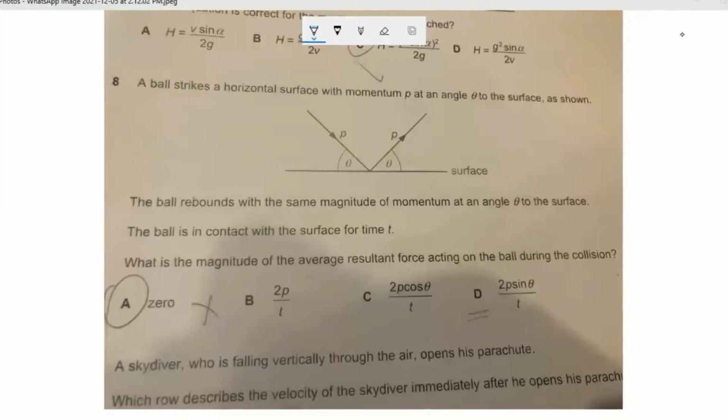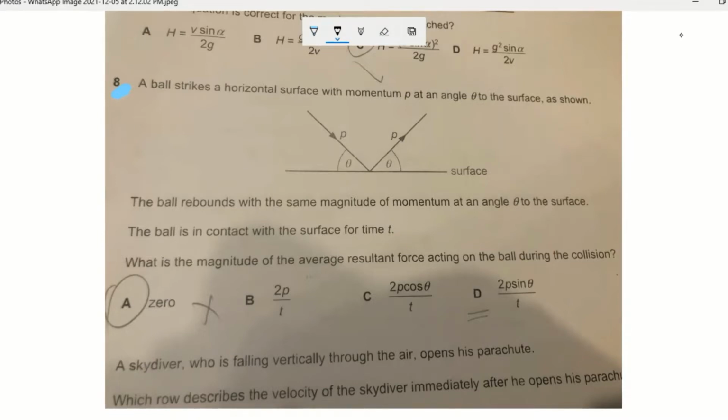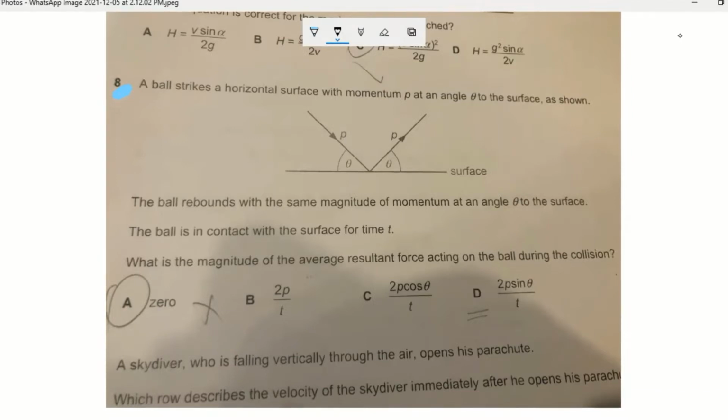Okay, now in this question number 8, the ball strikes the horizontal surface with the momentum P at the angle theta to the surface as shown. The ball rebounds with the same magnitude of the momentum at the angle theta to the surface. The ball is in contact with the surface for time t. What is the magnitude of the average resultant force acting on the ball?